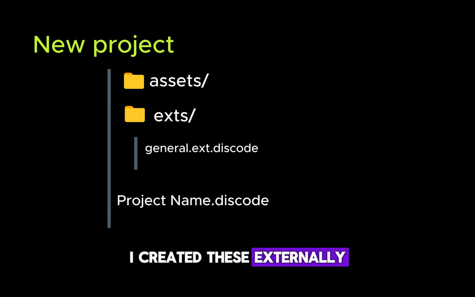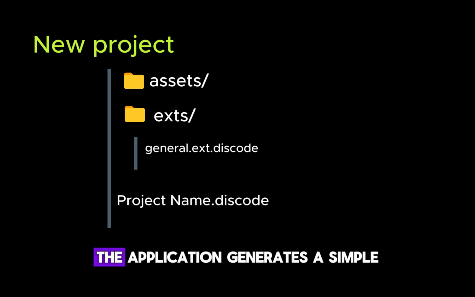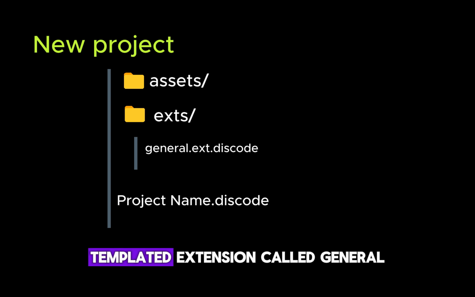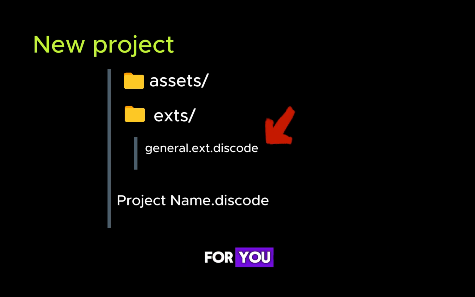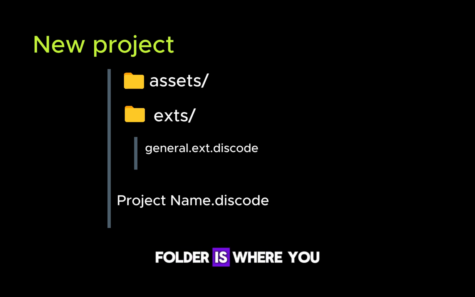I created these externally without including them in the .discode file because if I'm planning to develop the app further, users can share their custom-made extensions and use them in their bots. By default, when you create a new Discode project, the application generates a simple templated extension called General for you. That is what you see on the screen here. The assets folder is where you may include any image file, or whatever else you might need for your bot.